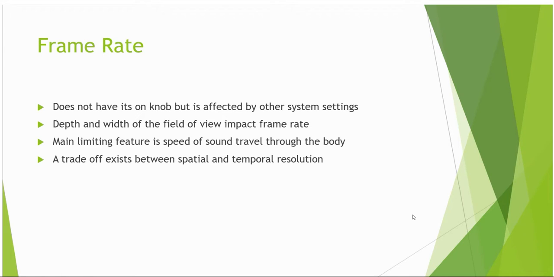Increasing the amount of focal zones will decrease the frame rate. 2 focal zones may mean 2 pulses are required per line of sight, and as a result, the frame rate will decrease. Again, the trade-off between temporal and spatial resolution is present.